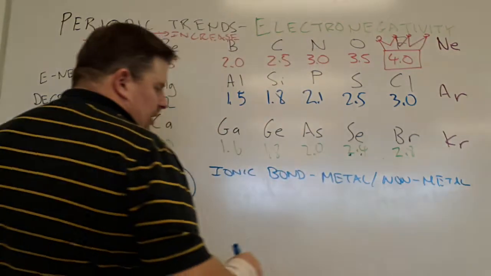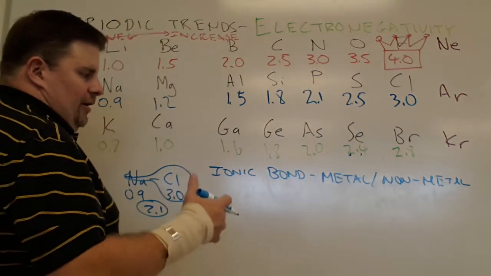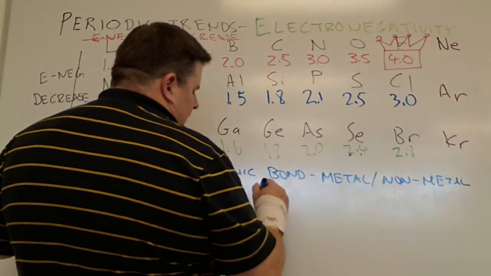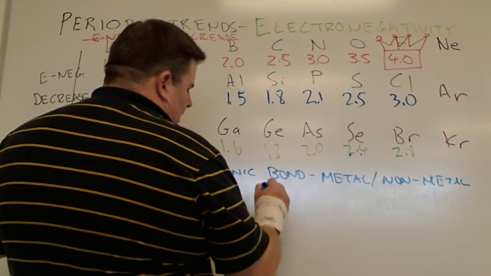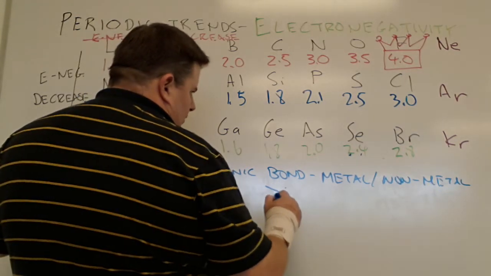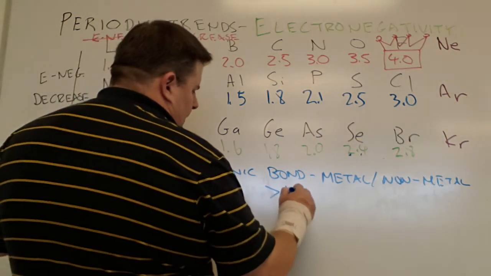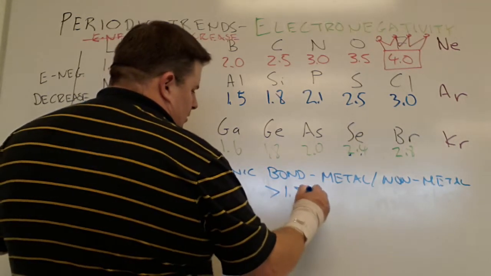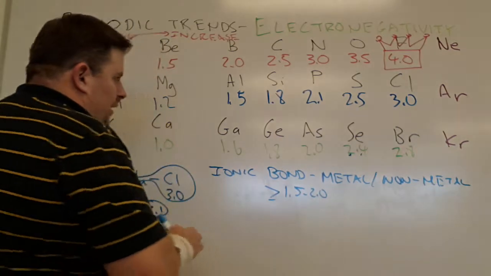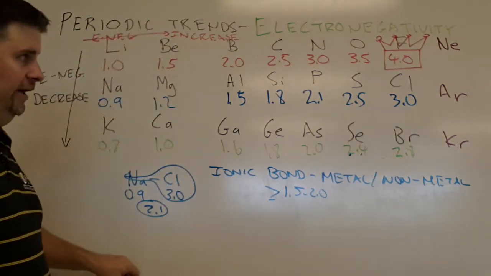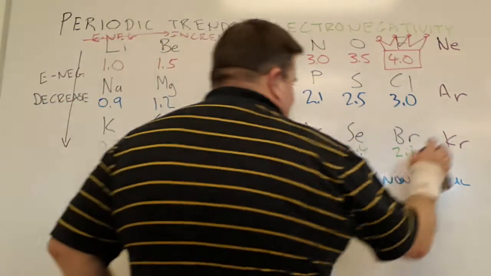And for the most part, in these metal-non-metal interactions, we see a difference here of about 1.5 to 2.0, somewhere in there. And that is not a 5. 1.5 to 2.0, okay? And I've forgotten an element here. I'm going to throw this in here. Let me erase krypton. I'll put this over here.